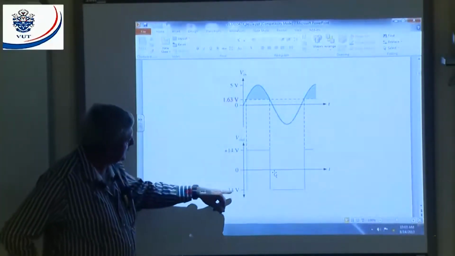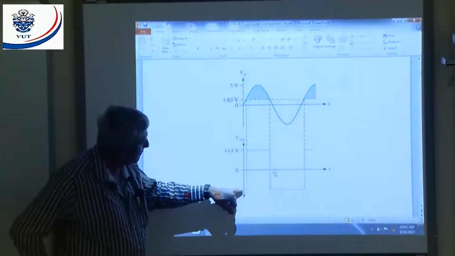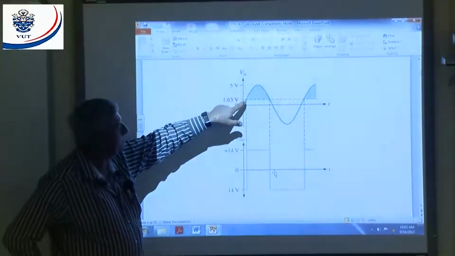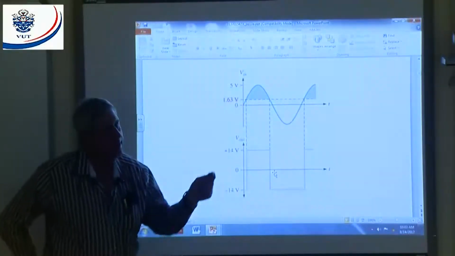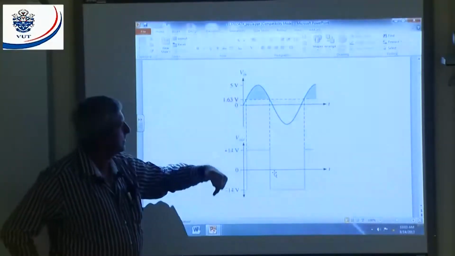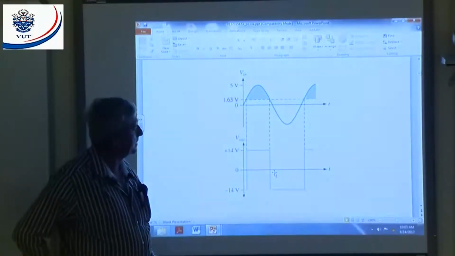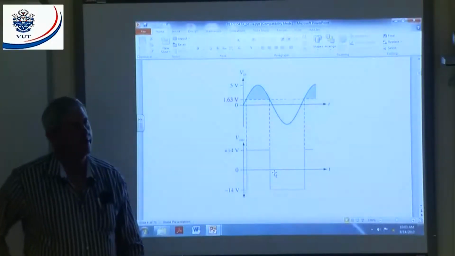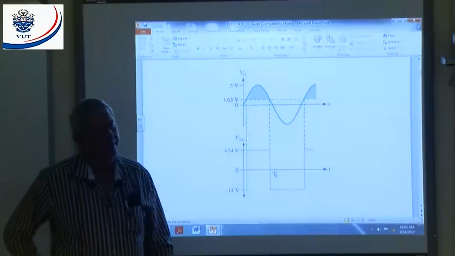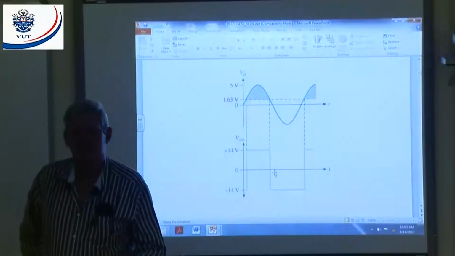At that point, what happens? The input signal becomes more positive than 1,63 volts. Output will shoot up positive and stay positive for that duration of time. At that point, input signal becomes negative with respect to 1,63 volts. Output will shoot down negative and stay negative for that whole duration of time. All right. That's what a comparator is doing. It compares voltages.